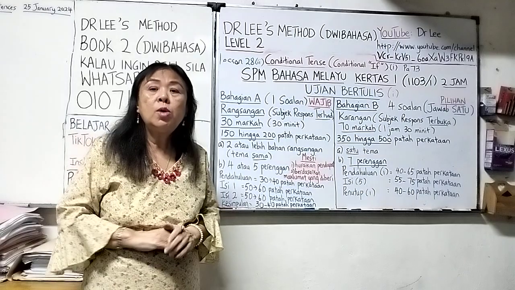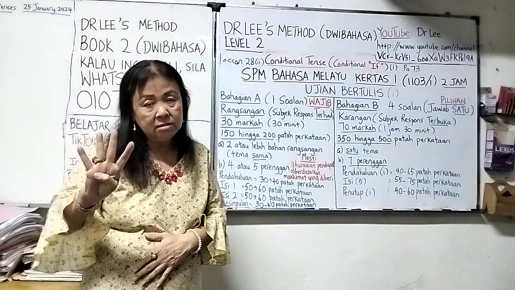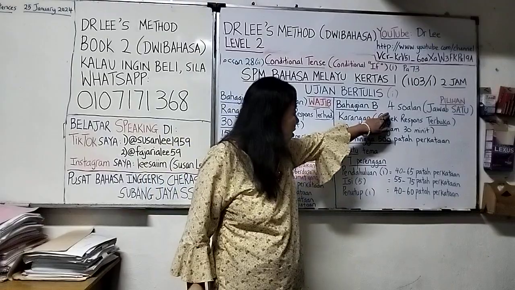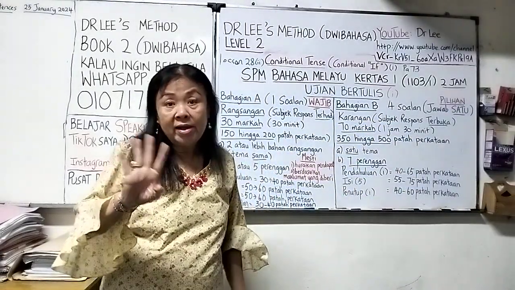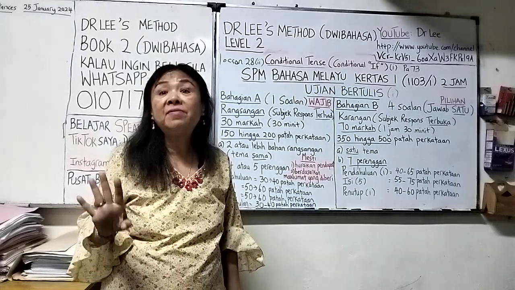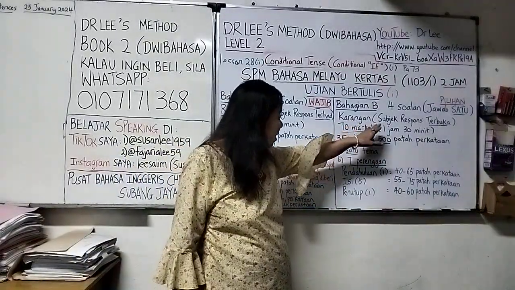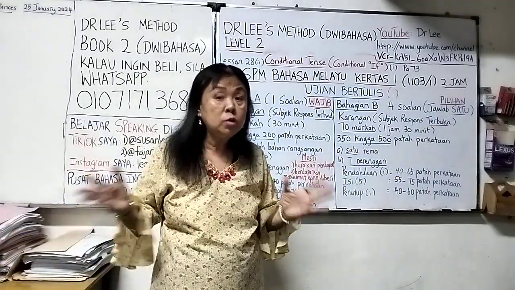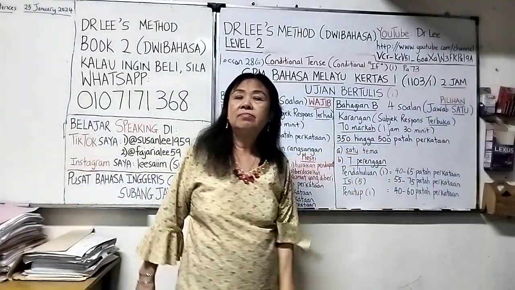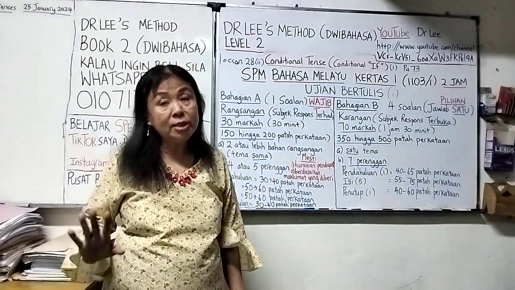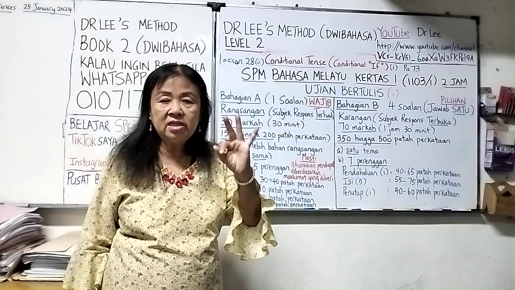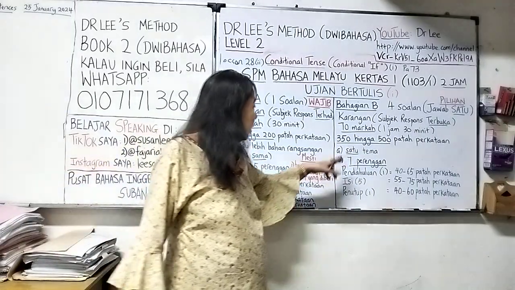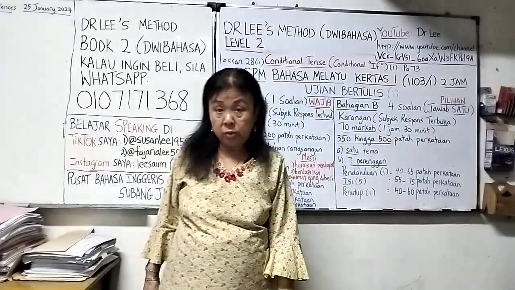For part B, you are given 4 topics or 4 titles, and you choose 1. You are not to write all the 4. Anyway, you don't have the time. This karangan falls under the category we call subject response terbuka, open, that means there are more choices. It carries 70 marks, and it is suggested that you spend 1 hour and 30 minutes on this part, because the essay is much longer, 350 words to 500 words.